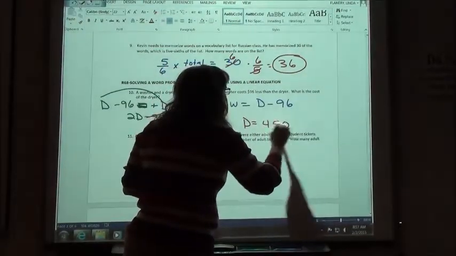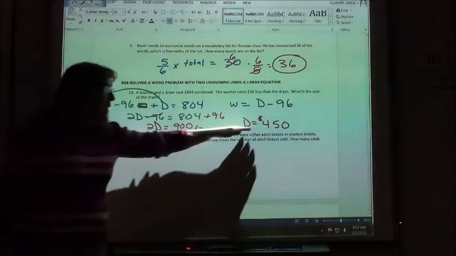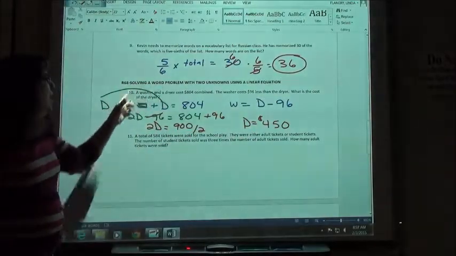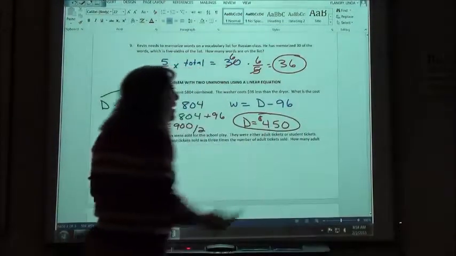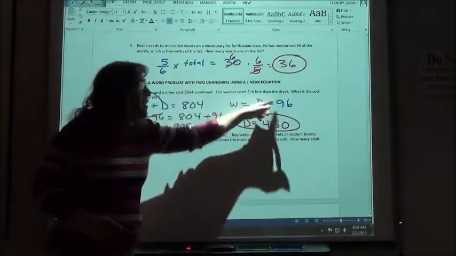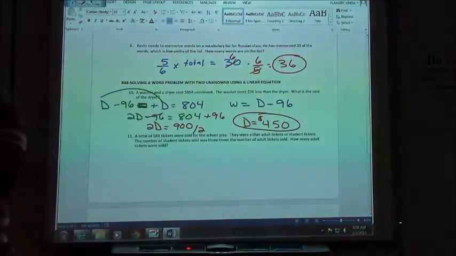Now you have to be careful on these ones and pay attention to what they ask for. Just because I got an answer here doesn't mean that's the answer to the question. What is the cost of the dryer? Yep, that's what I was looking for, was the dryer, so I'm done. But they could have asked me for the price of the washer, in which case I would have had to subtract $96 from that answer to find the washer's price.